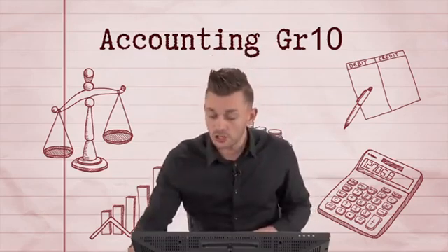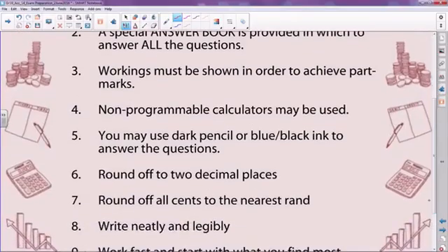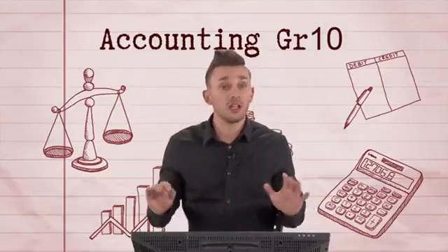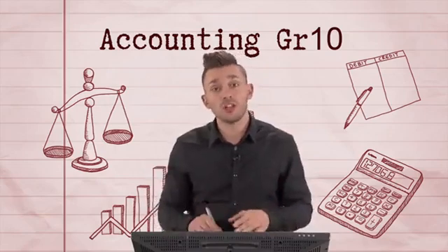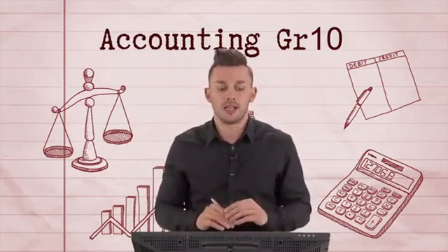Another one, you need a non-programmable calculator. As you can see, that's number 4. Again, please pitch up with a calculator. Don't get stressed when you enter the exam and see you forgot your calculator at home. Please remember your calculator. It makes your life so much easier just to walk in with all your stationery and your calculator and start the exam.